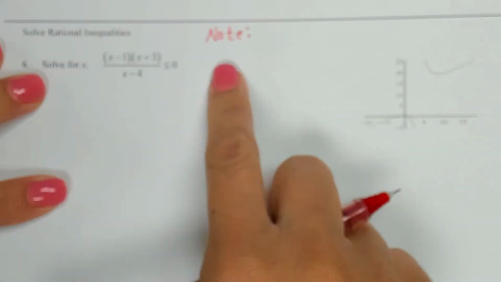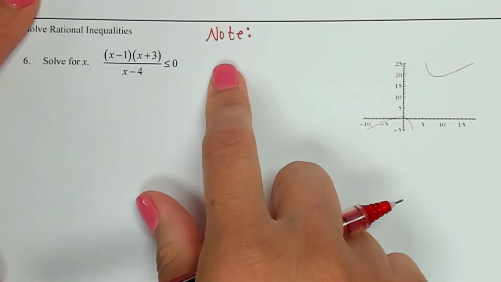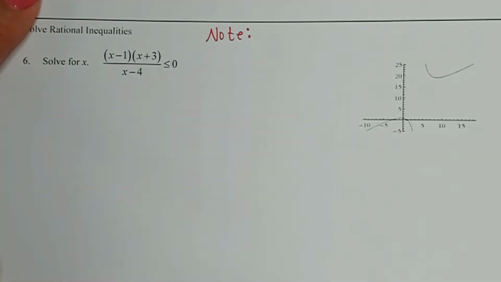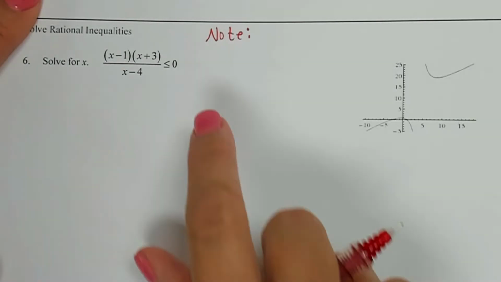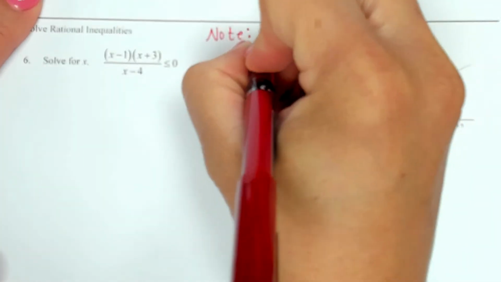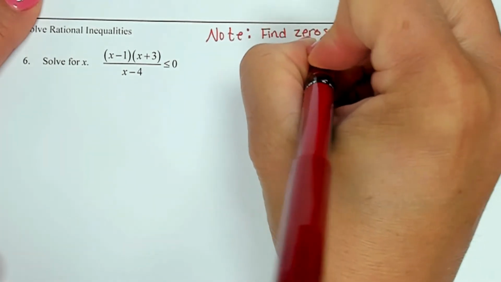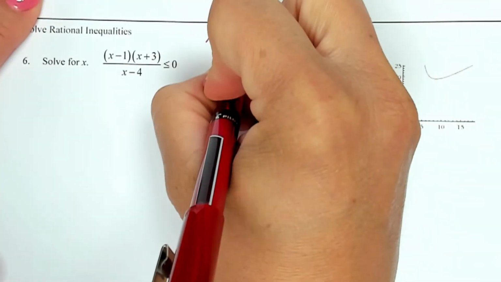When we look for what I might call critical values, important values, before, for quadratics for example, those points were where the function was equal to 0. Here, we need to find zeros and where the function is undefined.